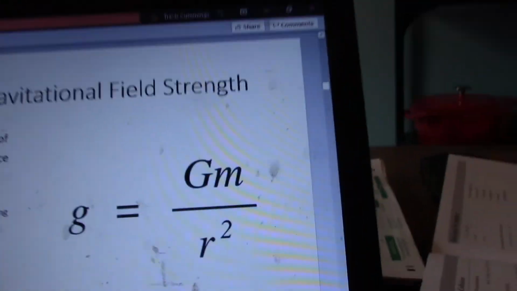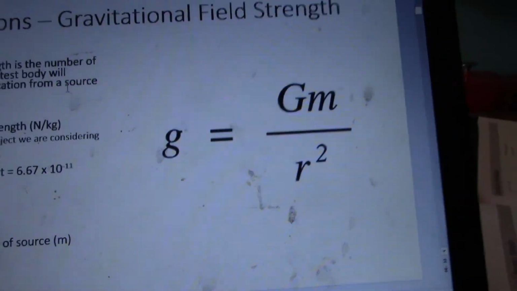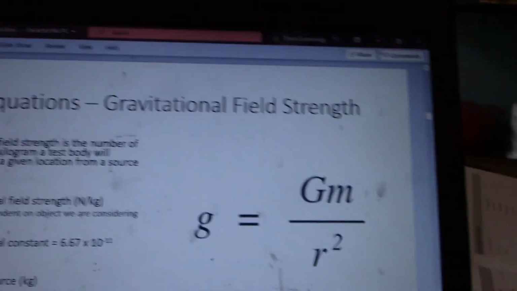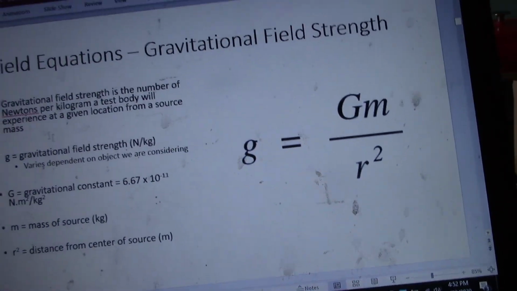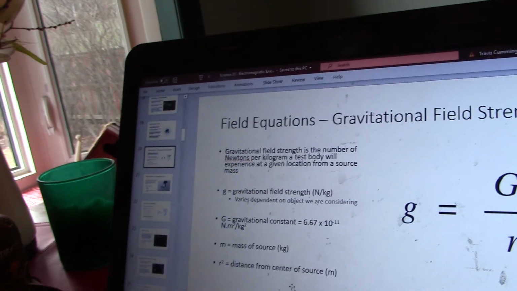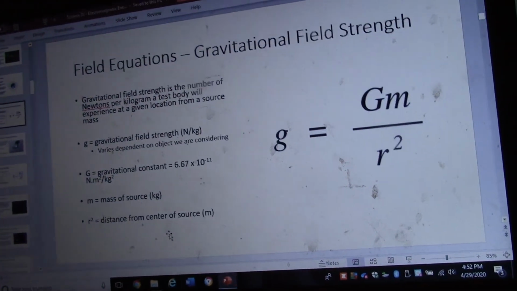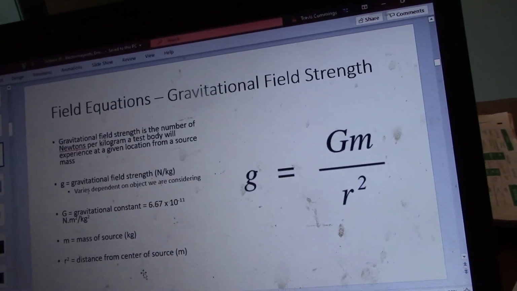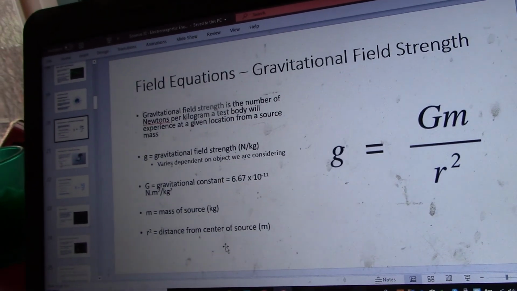So that's how we solve for gravitational field strength. Now you could have to rearrange the equation, be given the gravitational field strength and solve for radius or mass, possibly. But that's just equation manipulation, so I'm not going to get into a lot of detail about that. We should be familiar with how we do that.